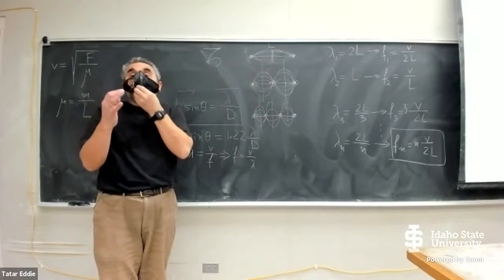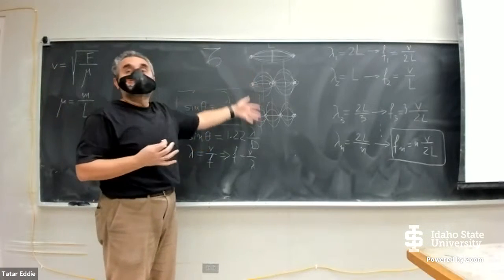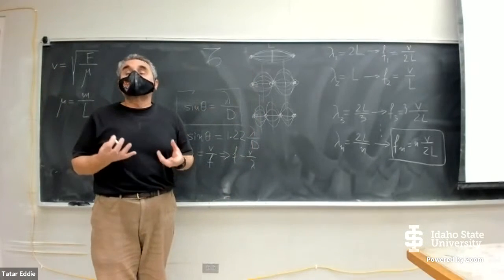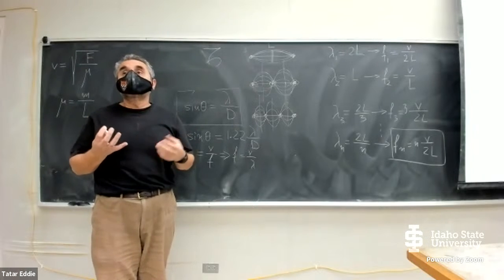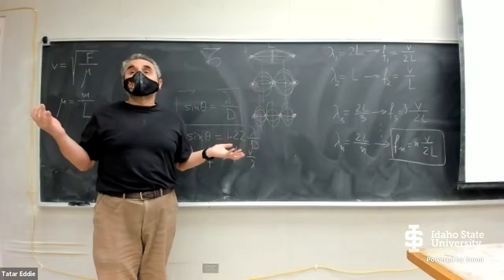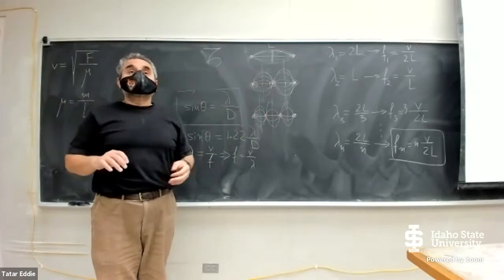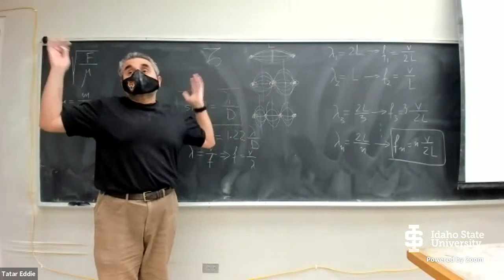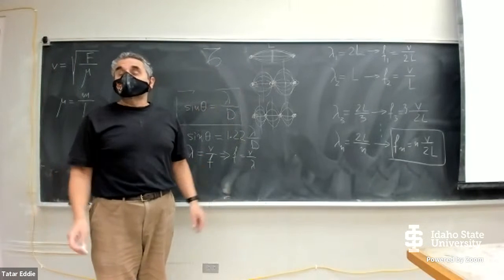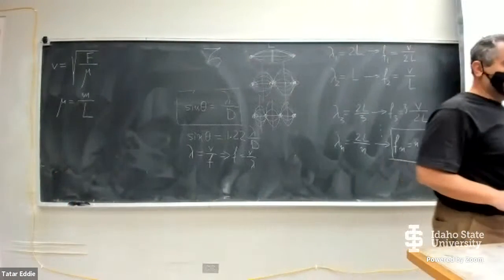And depending upon the shape of the instrument and the size of the instrument, different higher harmonics are going to have different strength. And this is why a violin sounds different from a viola or from a guitar. This is the reason you have different sounds.